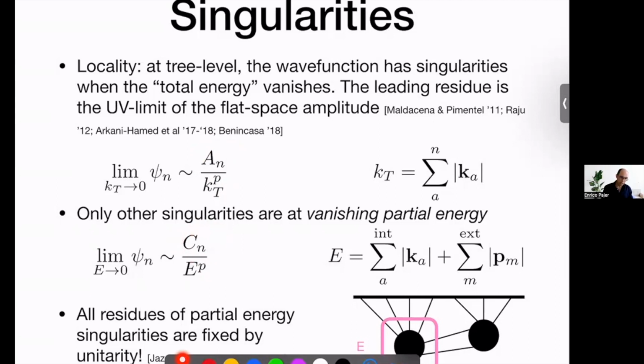There are other residues, the residues of partial energy singularities, and those are completely fixed by unitarity, as I will discuss later. So these are all the singularities that can appear.